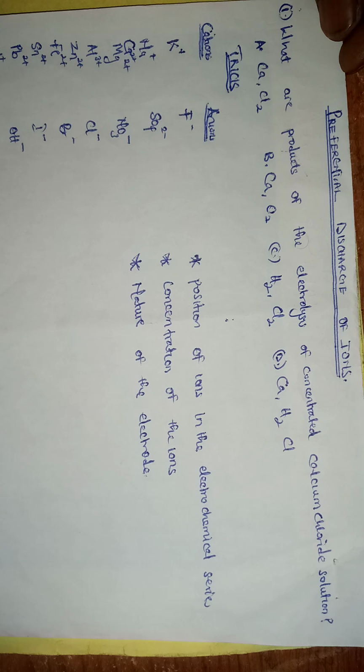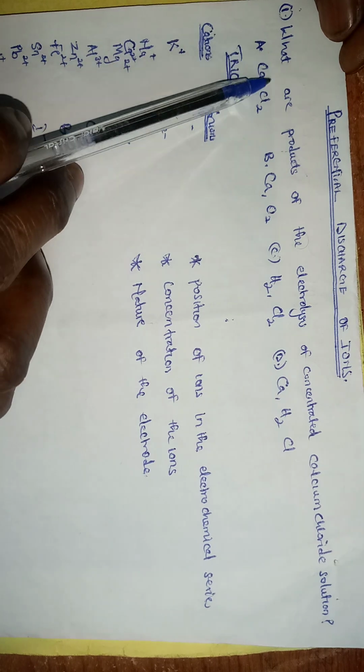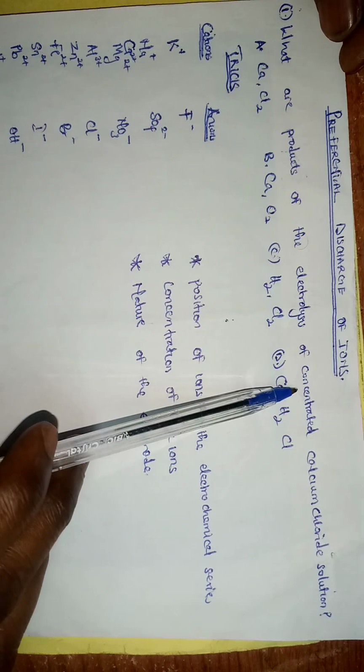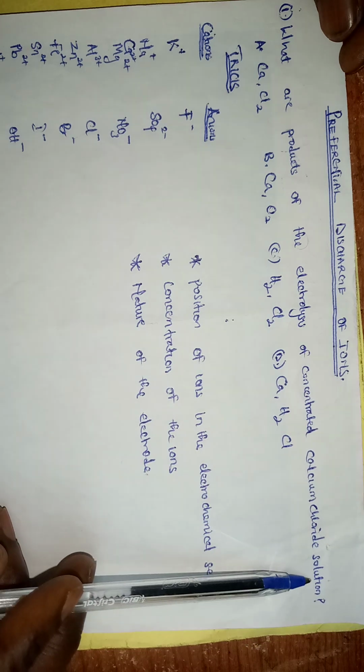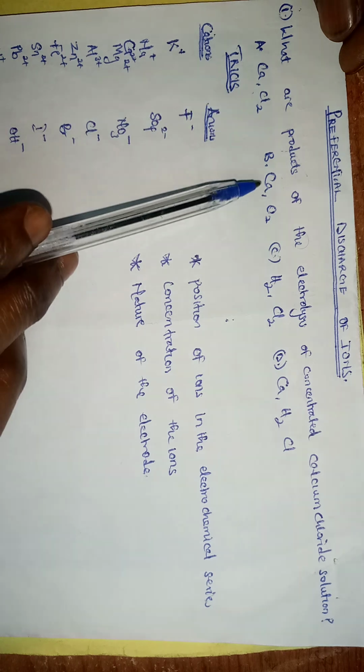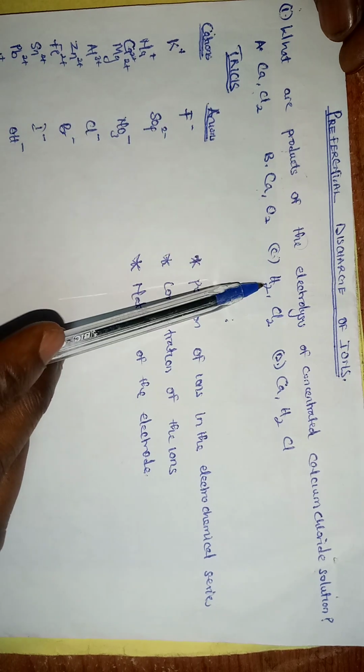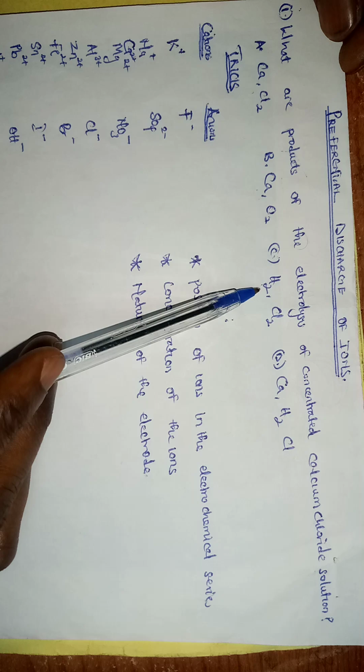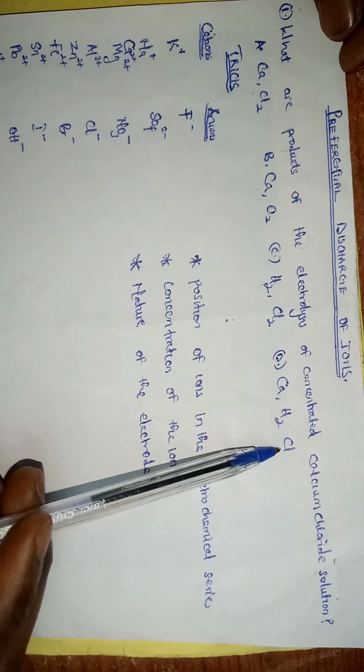So let's start. Here we have: what are the products of the electrolysis of concentrated calcium chloride solution? We are given option A, calcium and chlorine; option B, calcium and oxygen; option C, hydrogen and chlorine; option D, hydrogen gas and chlorine, calcium, hydrogen gas and chlorine.